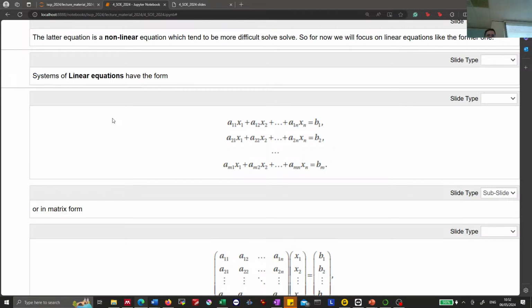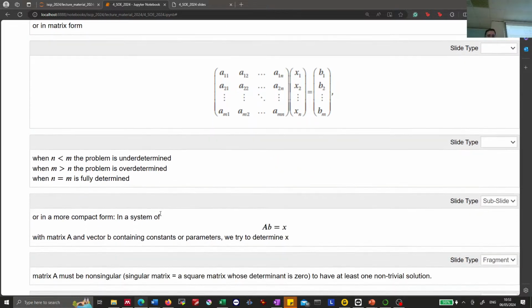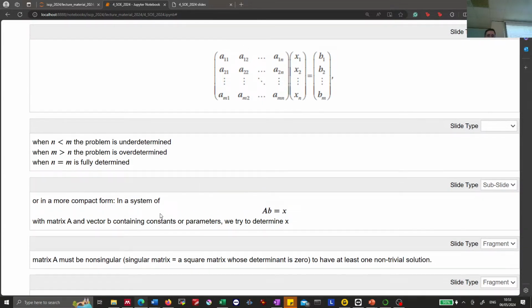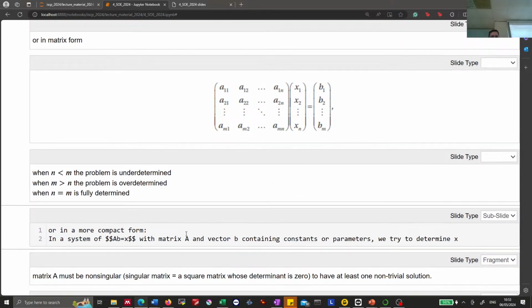Now, writing down a lot of equations is a little bit cumbersome, so we generally work with matrix form. Here we have a matrix of coefficients, A. Then we have a vector of variables, here x. And we have a vector b of our coefficients. And the very, very compact form is given here: Ax equals b.